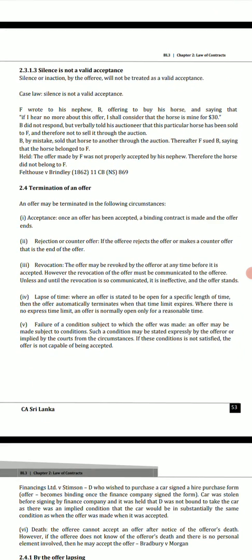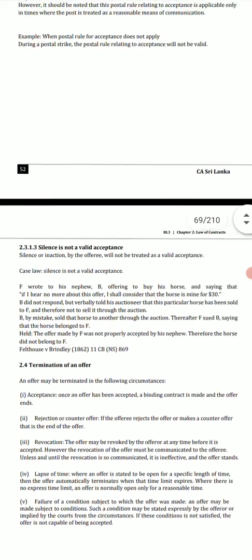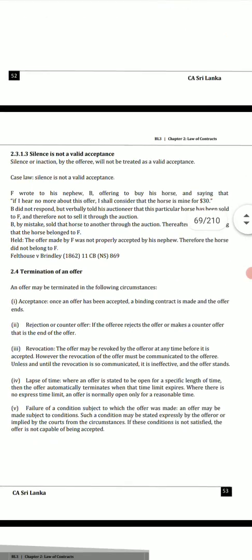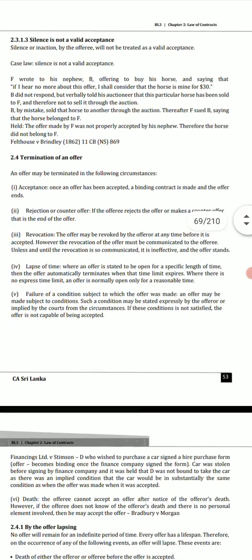Thereafter, F sued B, saying that the horse belonged to F. Held, held means the judgment: the offer made by F was not properly accepted by his nephew, therefore the horse did not belong to F. Exactly. So silence is not a valid acceptance.